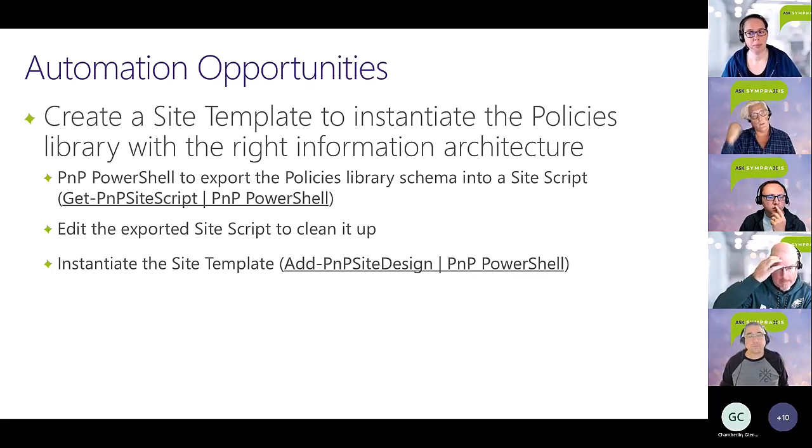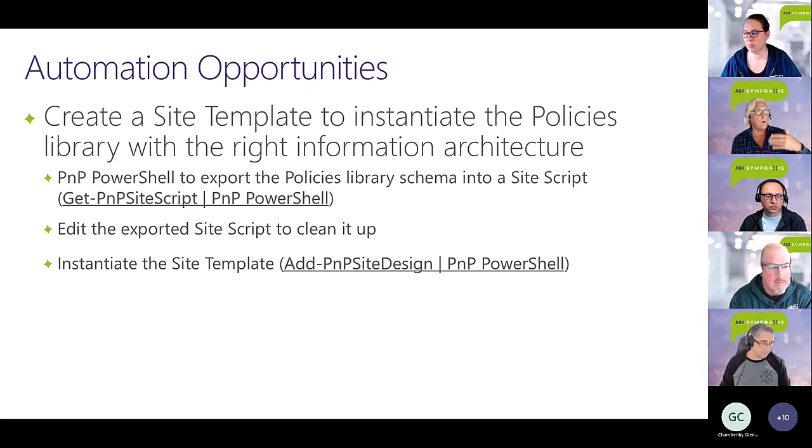One of the things that we usually will do is create a site template to instantiate that policies library. It's really easy to set one up. You create a library called policies, you enable the policy content type, you delete the document content type, and you're up and running. But if you don't want people to have to think about those 3 simple steps, which is totally fine, you just create a site template.